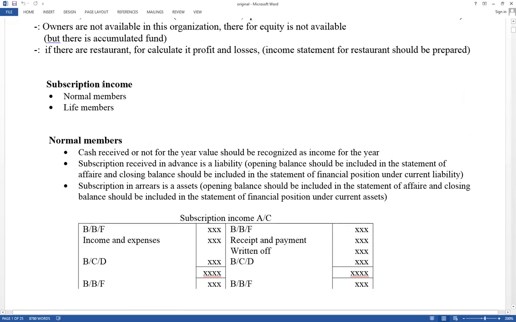You should try to understand what we have to do for normal membership fee, and how to record life membership fee. Normal members available as well as life members available.